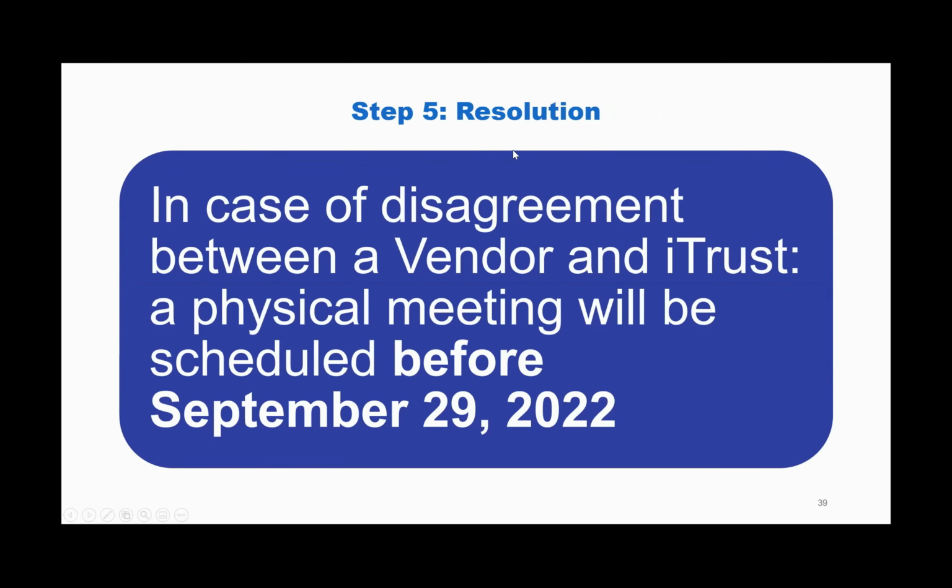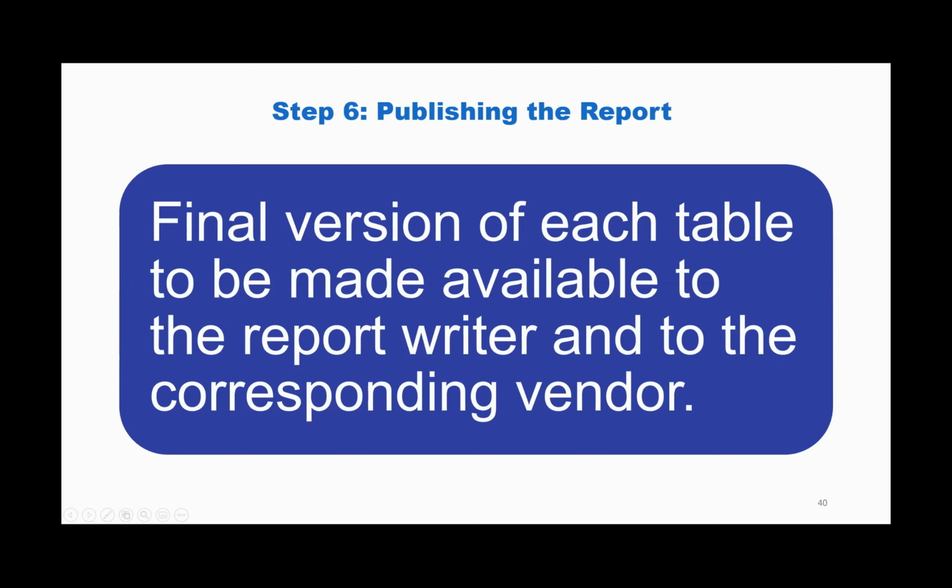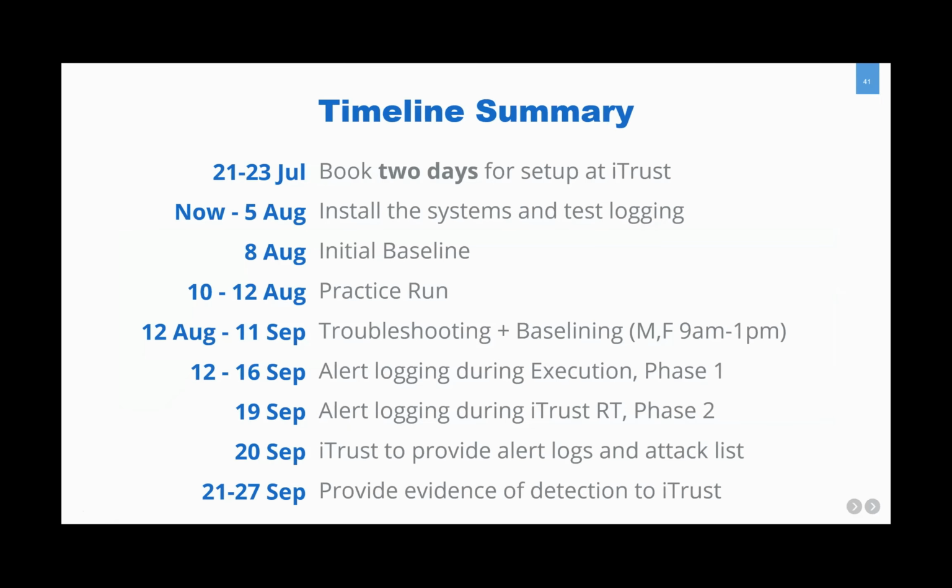So step number 4 is to be completed by iTrust, as I just mentioned. We'll complete the response column, and this column will contain accepted or not accepted. We consider evidence accepted if we accept the evidence that the vendor has claimed that the attack has been detected. If we do not agree with the associated reasoning, we'll enter not accepted. And there will be a resolution step. In case there's a disagreement between a vendor and iTrust, a meeting will be scheduled before September 29th to come to a final consensus on what that table should represent. So that will be all the steps. Finally, we'll publish the report, and the final version of each table will be made available to the report writer as well as to the corresponding vendor for each IDS team.